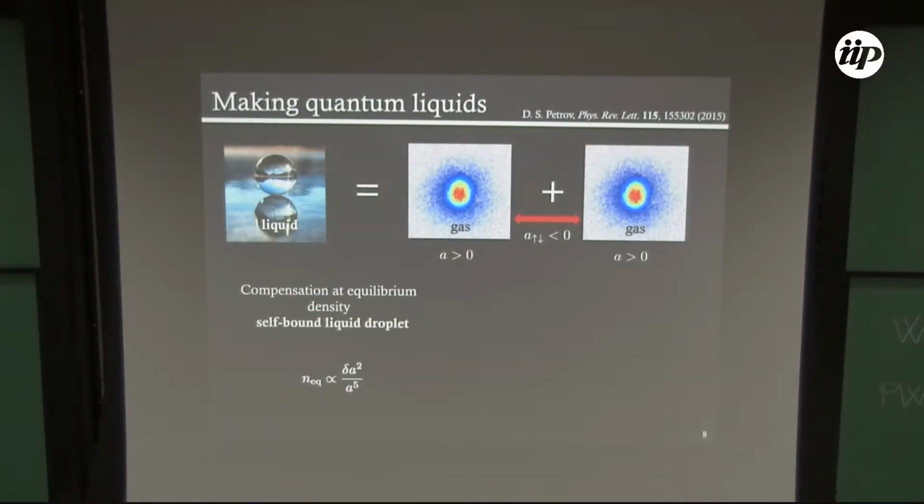So therefore, for a given negative delta a, I can find an equilibrium density that will depend on just the interactions, and therefore this will be more or less the phase diagram. For positive delta a, I will have a Bose-Einstein condensate, but for negative delta a, I could find an equilibrium density that will stabilize my system.